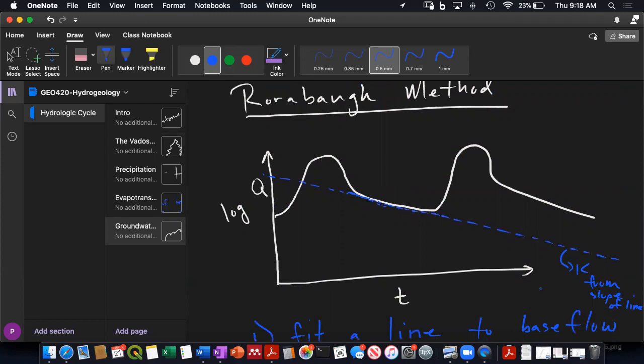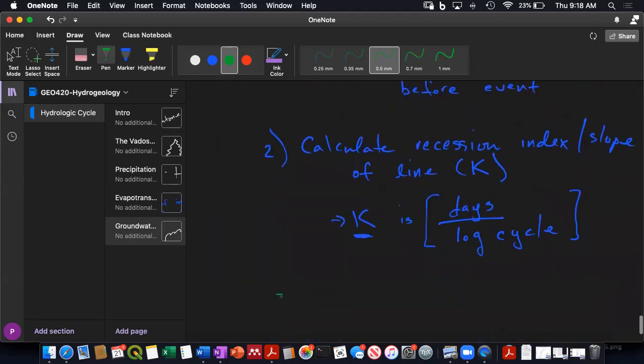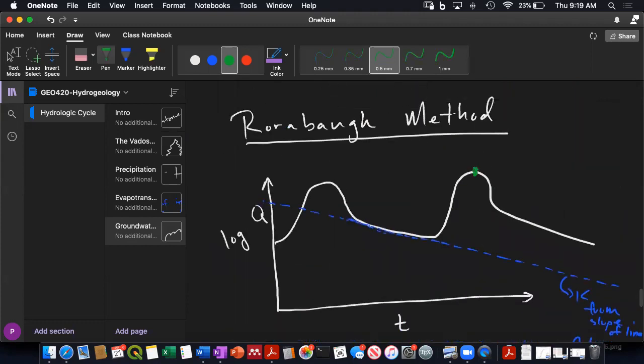Now, there are some properties of this integral, but the next thing I'm going to do is identify the peak discharge. So here's my peak discharge. Now, I want to move off of this peak some known distance, and then I'm going to calculate the difference between these curves.